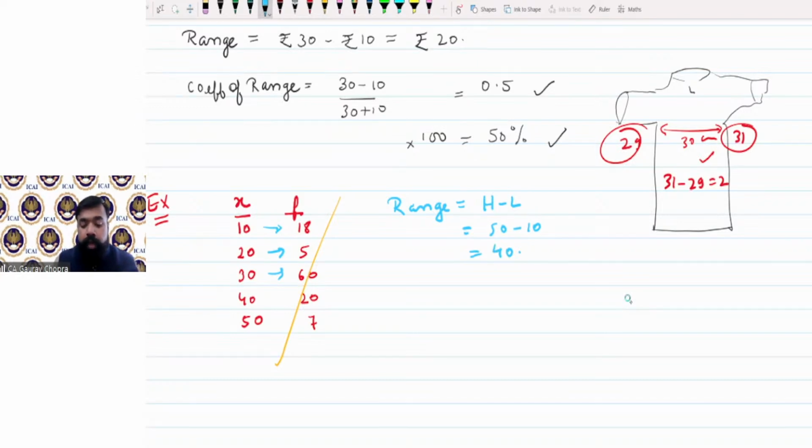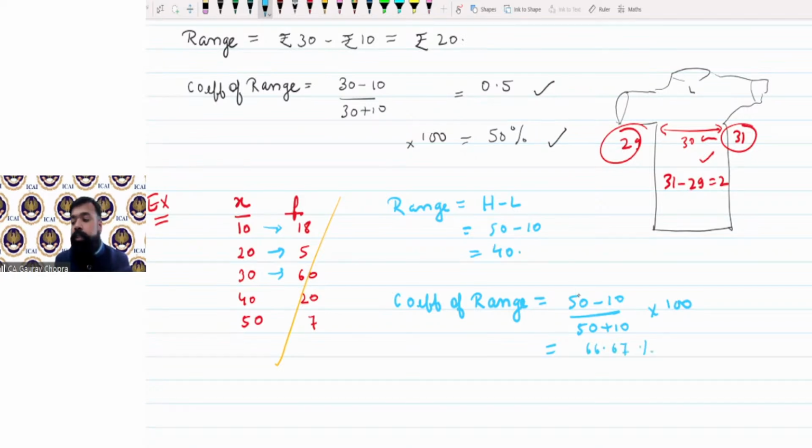Now we require coefficient of range. For coefficient of range, what is the formula? Again the same thing, 50 minus 10 upon 50 plus 10, multiplied by 100. So it will be 40 by 60 into 100, which is 66.67%. So this will become the coefficient of range.